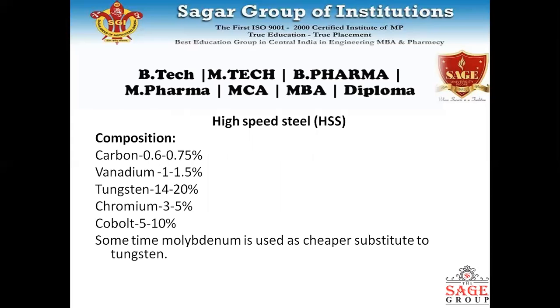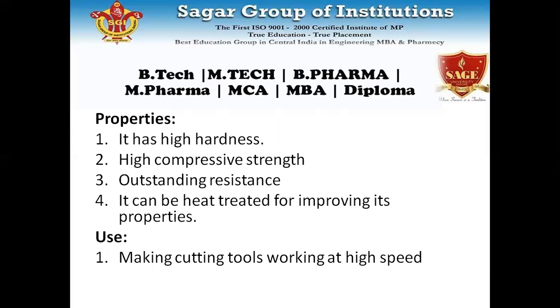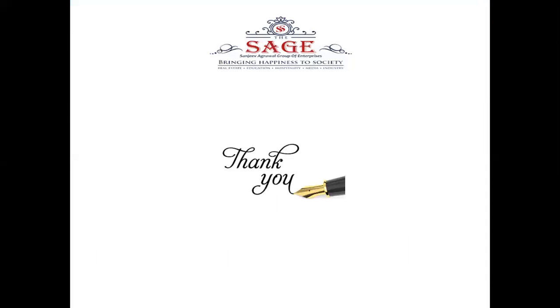High speed steel has a carbon percentage of 0.6 to 0.75%. Vanadium is 1 to 1.5%, tungsten 14 to 20%, chromium 3 to 5%, cobalt 5 to 10%. Sometimes we use molybdenum in place of tungsten because it is a cheaper material. It has high hardness, high compressive strength, and wear resistance. It can be heat treated to improve its properties. It can be used in making cutting tools working at high speed.